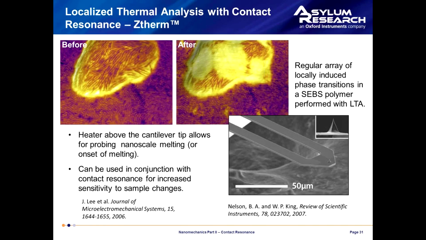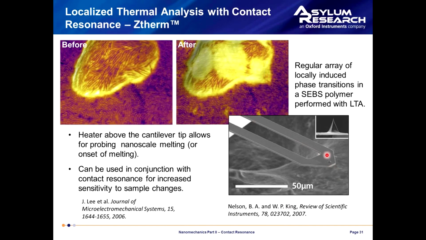The final example I'm going to show you for using contact resonance is a slightly different application. This isn't an imaging application per se, but rather a localized measurement of mechanical properties while the tip is heated. And to do this heating, we're using these special little cantilevers that have built-in resistive heaters. This came out of the work from Bill King's lab at UIUC. You can read about it in these references here.